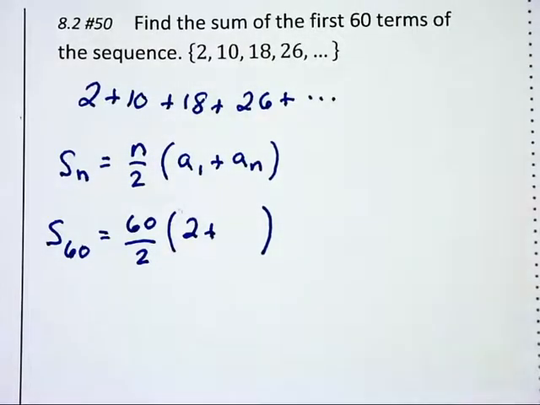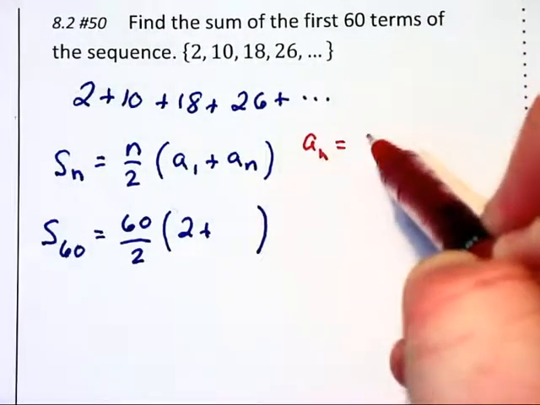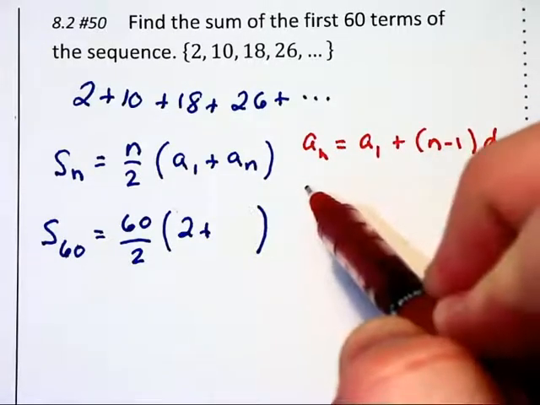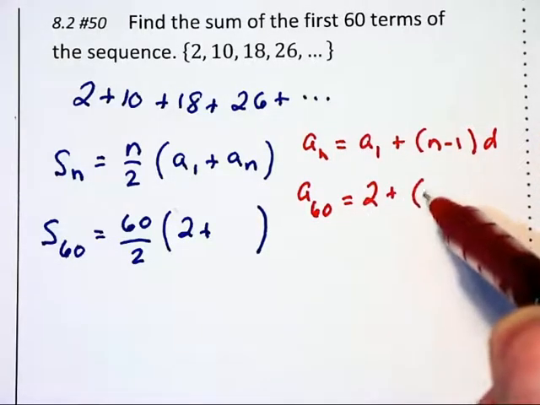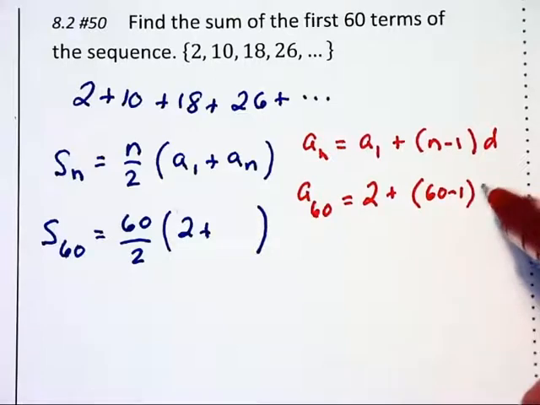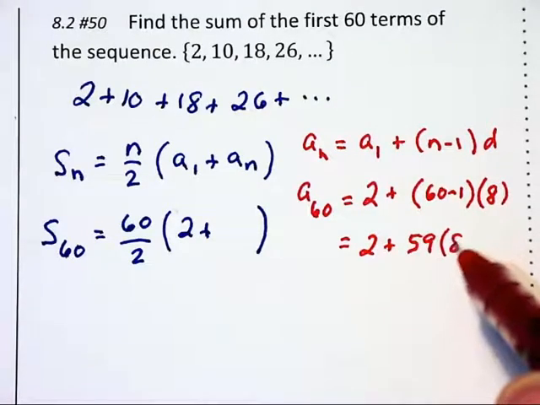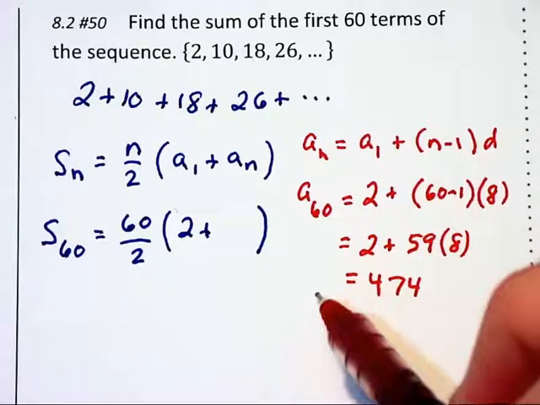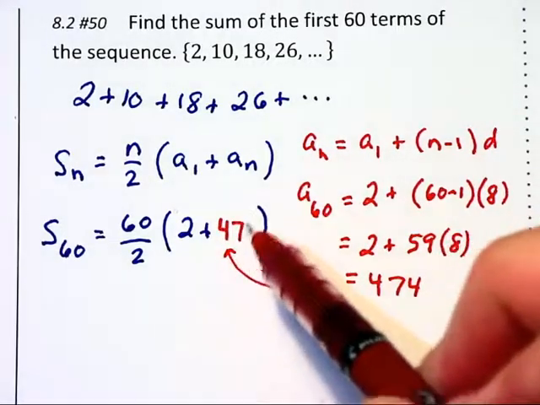So we would have to go off to the side and use the nth term formula, a sub n equals a1 plus n minus 1 times d, to find that. The 60th term will be the starting term 2 plus 60 minus 1 of these 8s that we're adding to go from term to term. This is going to be 2 plus 59 times 8, which is 474.